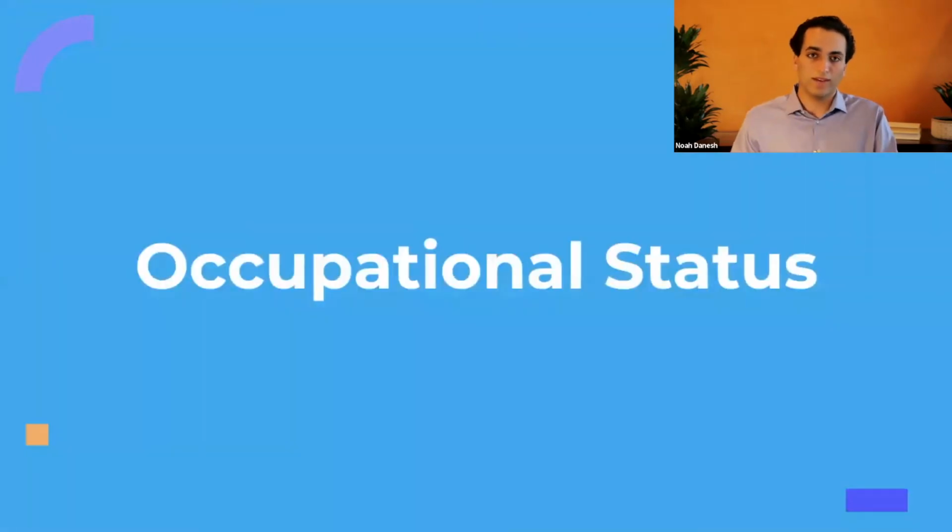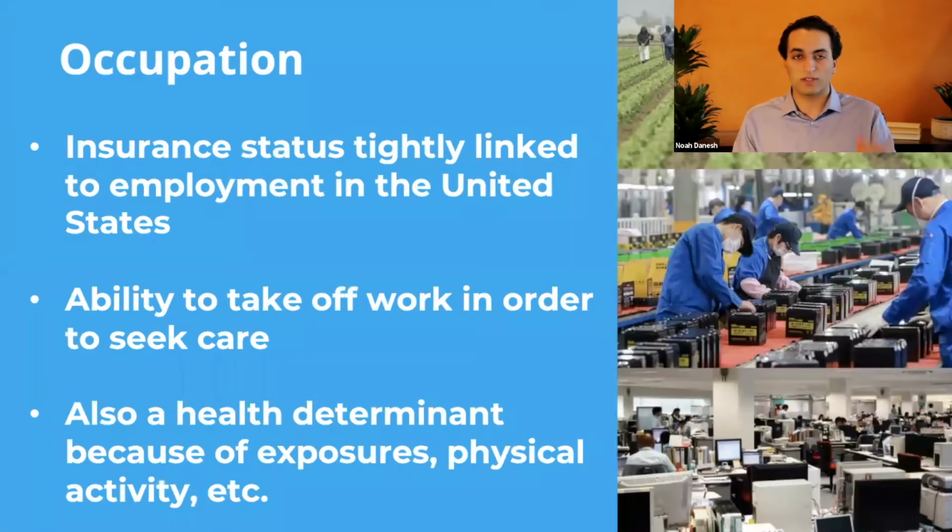Another factor that can affect someone's healthcare access is their occupational status, and this is in a variety of ways. But the ones that we touched on was that in America, insurance is tightly linked with someone's employment. So if they lose employment or they're between jobs, they may immediately lose the healthcare access that they have, or the job that they have doesn't provide them adequate health insurance.